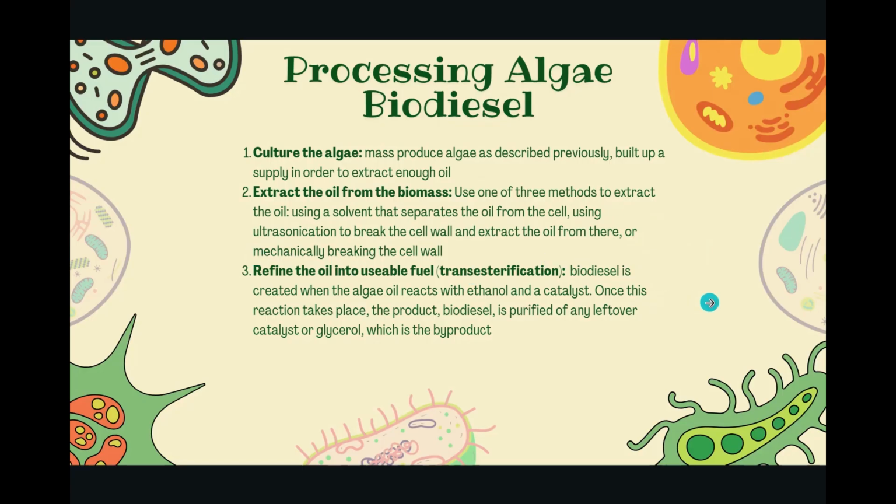Once the oil is extracted, you want to refine the oil using transesterification, which is what happens when you allow the ethanol and a catalyst to react with the oils. Once this reaction takes place, there are two products, biodiesel and glycerol. Biodiesel is your fuel. Once these two products are created, you separate biodiesel from glycerol and refine it further to remove any leftover catalyst or glycerol.